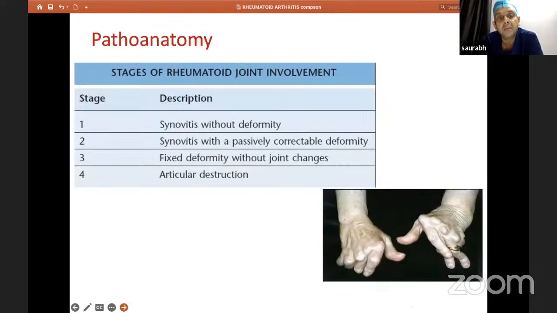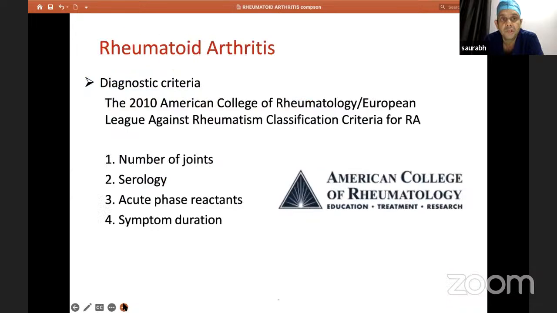Similar theme, pathoanatomy. In a joint, the first thing would be a synovitis with no deformity. So this is the stage where you want to pick up your rheumatoid patients, diagnose them, do synovectomies, and start the medicines after liaising with the rheumatologist. Then synovitis ultimately causes a deformity, which is again passively correctable. This is the time you can do soft tissue procedures. Then the deformity gets fixed, but still there are no erosive changes. And finally, cartilage gets destroyed, and this is a stage of no return. So remember these four stages.